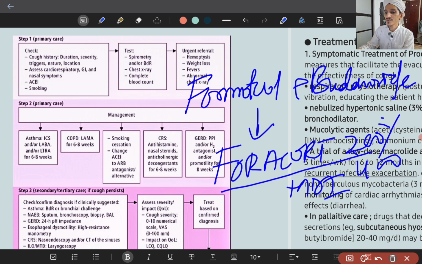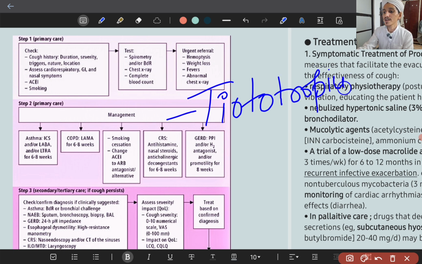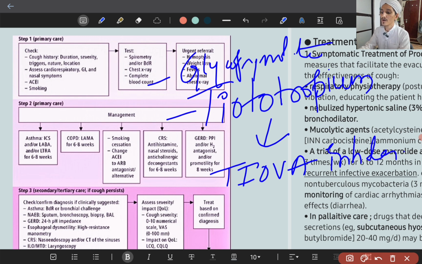Okay, then the most common drug used for COPD is tiotropium, an anticholinergic, long acting muscarinic antagonist. One more is also there, that is glycopyrrolate, but not used. I have not used this one. Some physicians use this, but mostly used is tiotropium, which is long acting. The brand name is Tiowa inhaler. Tell the patient to take it in the morning once daily, and assess the response after 3 months.